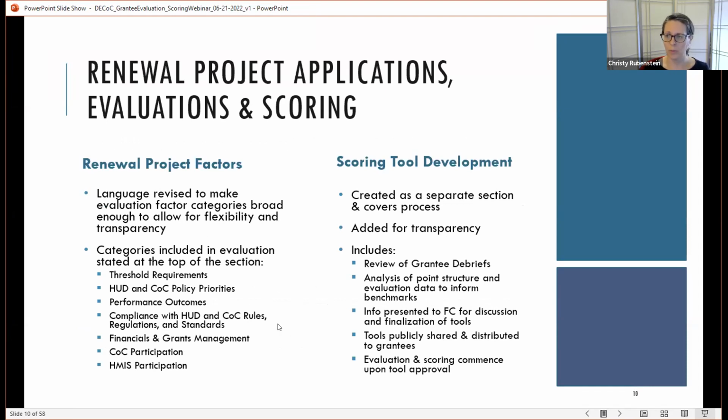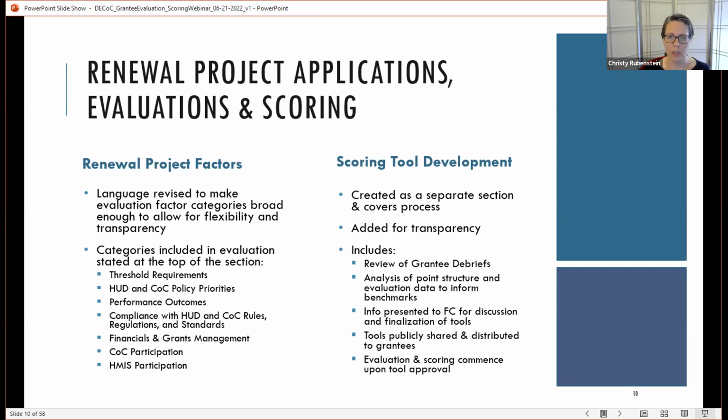All right, there's a section that all of you probably care about the most, which is on the renewal project applications, evaluation, and scoring. This whole section really was revised a bit to focus more on process, to be sure that we were being clear about what the process is that is to be followed, and to break it out into these two different sections to improve clarity around how we're going about scoring renewal projects, who does what, and what is the process that we need to follow.